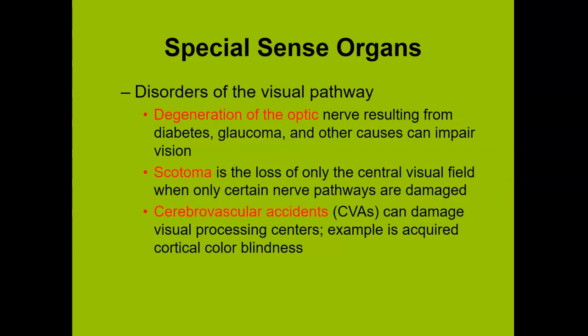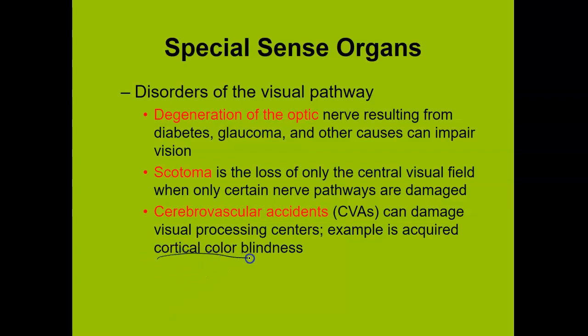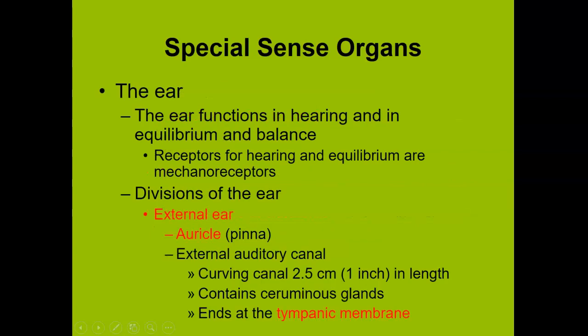And then a cerebrovascular accident, or a stroke, usually happens in visual centers in the occipital lobe, but sometimes in the lateral geniculate nucleus. And that can be a situation where somebody starts out life totally normal, but as a consequence of a stroke, they might acquire color blindness. It's called cortical color blindness because the cells in the cortex are no longer able to distinguish or perceive different colors, even though the eye is working just fine.